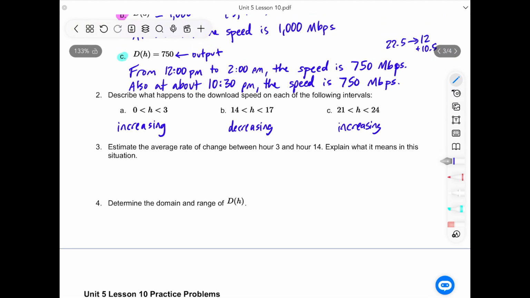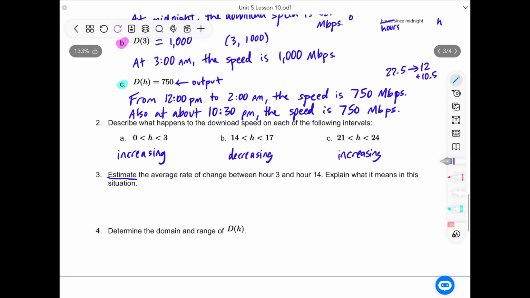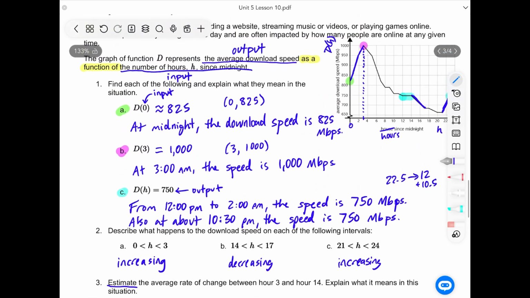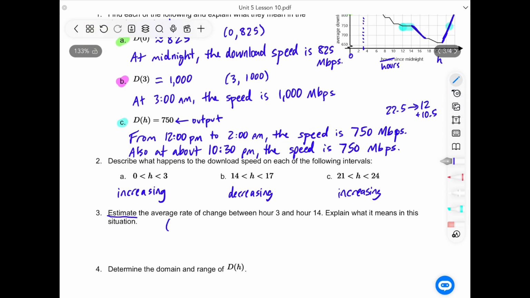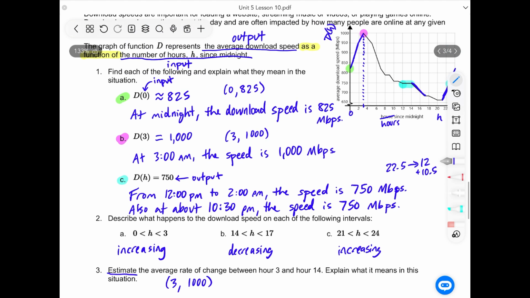Let's move on to number 3 now. Estimate the average rate of change. Again, estimate, because we don't know exact values typically from a graph, especially if they're falling in between specific numbers. But we're going to estimate the average rate of change between hour 3 and hour 14, and then explain what it means in this situation. So at hour 3, we mentioned earlier that we had a download speed of about 1,000. I'm going to write that point down again. And then for hour 14, that's going to be this point right here on my graph. It looks like we have a download speed of 750.